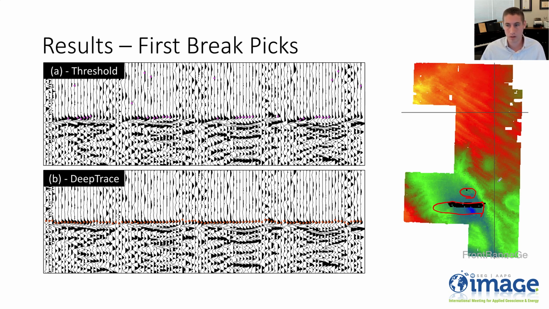When we look at the threshold approach on the top image, we can see on these purple dots that it does get some of the picks correct, especially with high signal to noise ratio, but in the presence of noise, this threshold picker picks first breaks all over the place. You can see some of them up here and up here. And they're not always even visible in this time window that I've selected here.